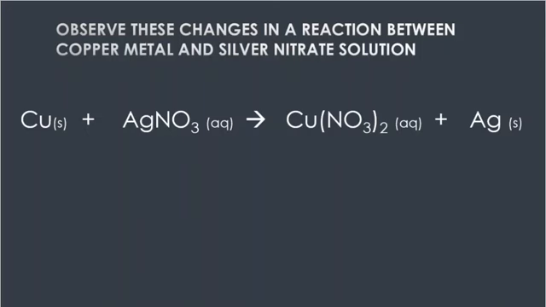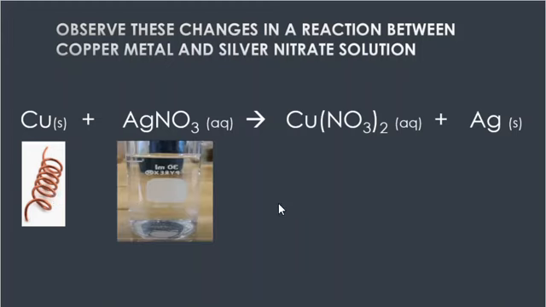Let's begin our exploration by examining this single replacement reaction between copper metal and silver nitrate in solution. Copper metal, shown here in this picture, is a malleable, ductile solid, and here it is shown appearing as a wire in a coil shape. It will be immersed in silver nitrate solution. Notice the state symbol for silver nitrate is aqueous. That means that silver nitrate is soluble in water, and here it appears as a clear, colorless solution.